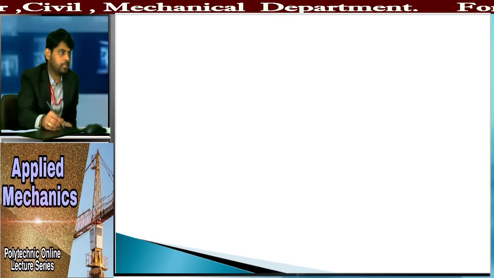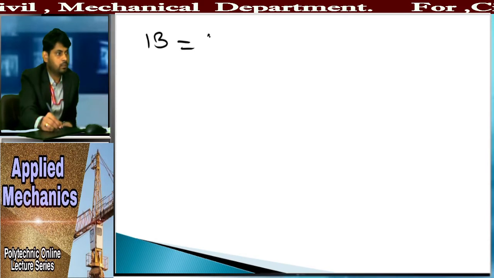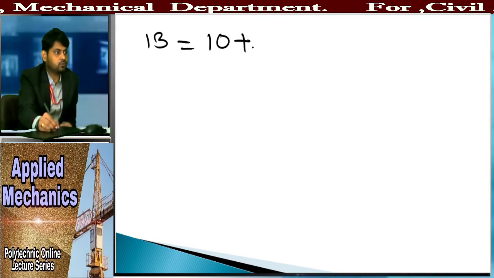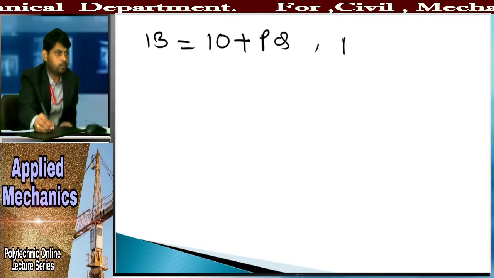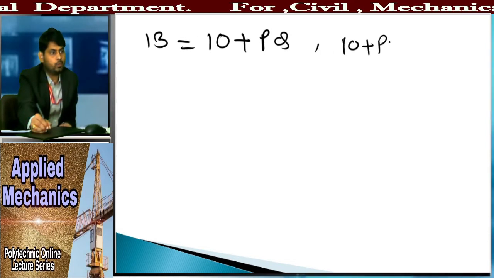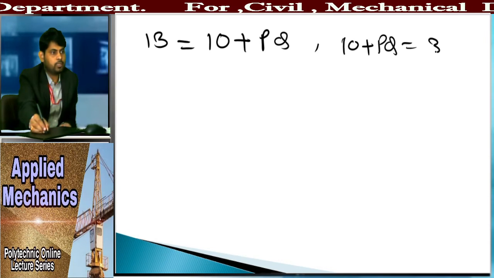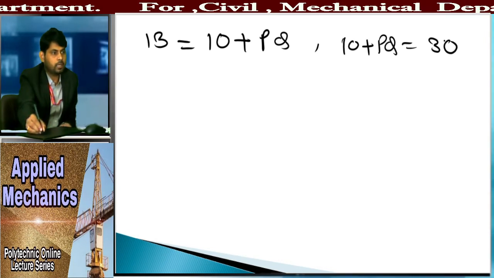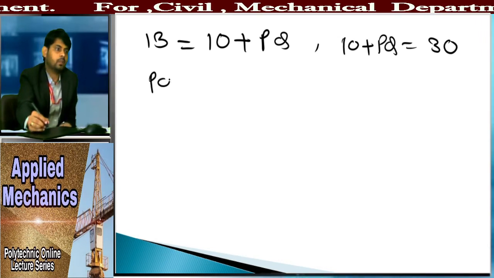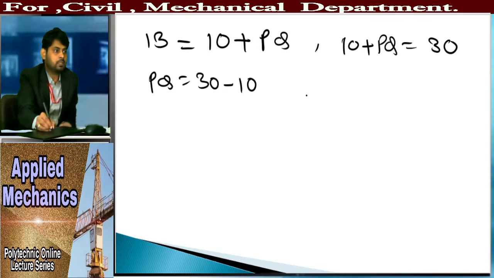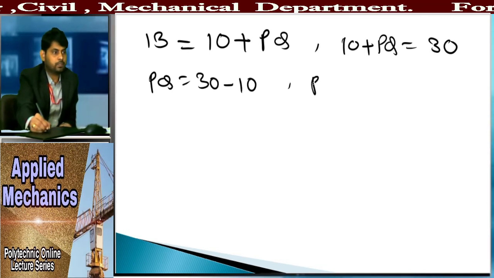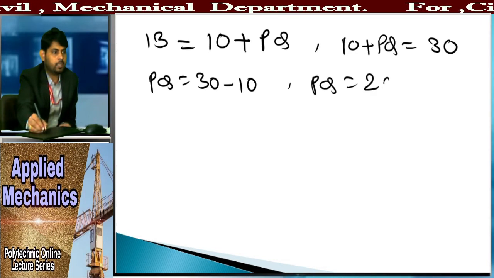Now see here, 13 and the value of p square plus q square is equal to 10 plus pq, right? So 10 plus pq is equal to 30. We can write like this. Okay, after that pq is equal to 30 minus 10. So pq is nothing but 20.